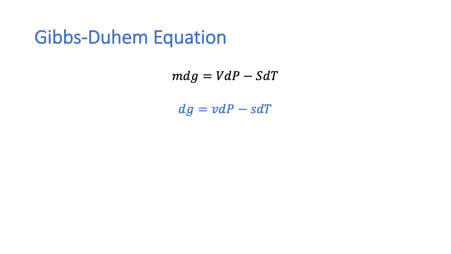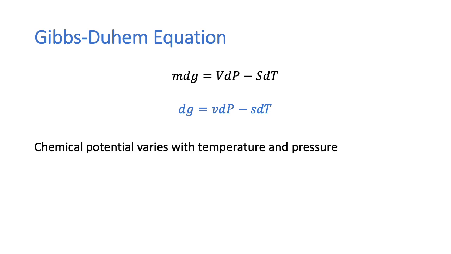If we divide this equation by mass, we get that dg is equal to v dP minus s dT. v over here is the specific volume and s is the specific entropy. This equation is known as the Gibbs-Duhem equation. And what it's telling us is that the chemical potential varies with changes in temperature and pressure. We will use this equation, therefore, to calculate the changes in chemical potential.